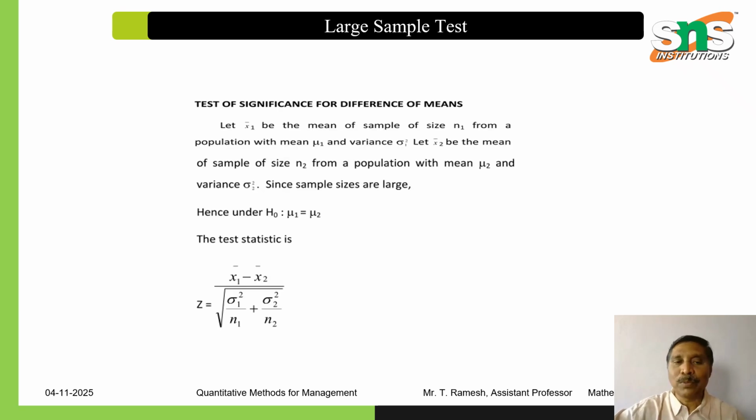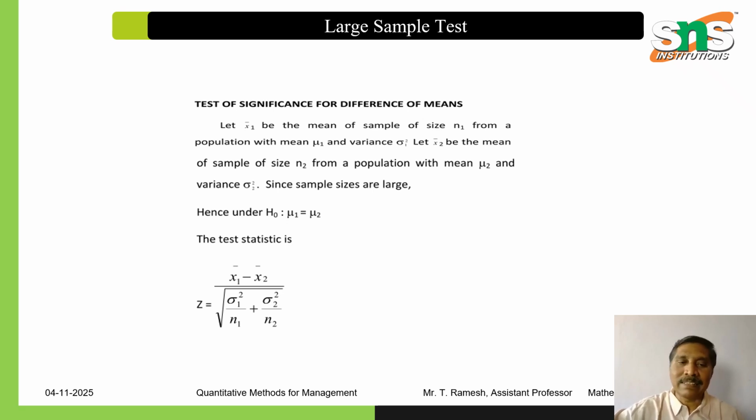Next, we have the third problem, testing of significance for difference of means. Let x1 bar be the mean of a sample of size n1 and x2 bar be the mean of a sample of size n2 from another population with mean mu2 and standard deviation sigma. We have a large sample, hence under the null hypothesis, the two sample means are equal. That is, mu1 is equal to mu2.